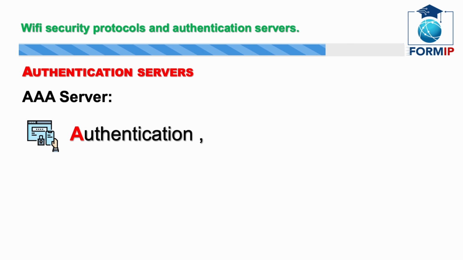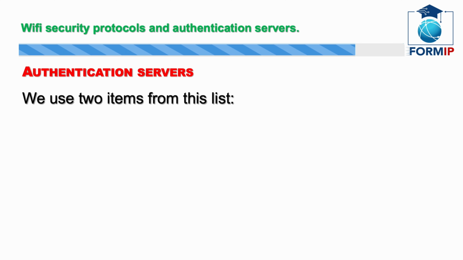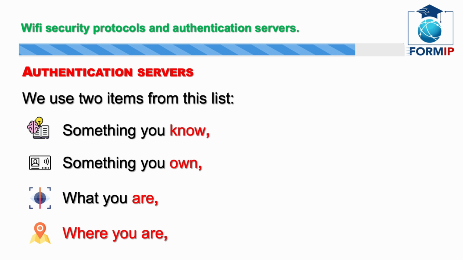To prove one's identity to the server, one most often uses an identifier that is considered public and a password that is secret. And for added security, one can use a multi-factor method that requires several elements to prove one's identity. In general, 2 elements of this list are used. Something you know, a username and password, for example. Something you own, like an RFID badge. What you are, for biometric identifications, so a fingerprint, for example. And where you are, using GPS positioning.